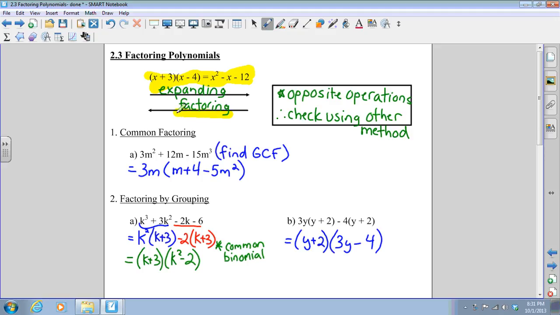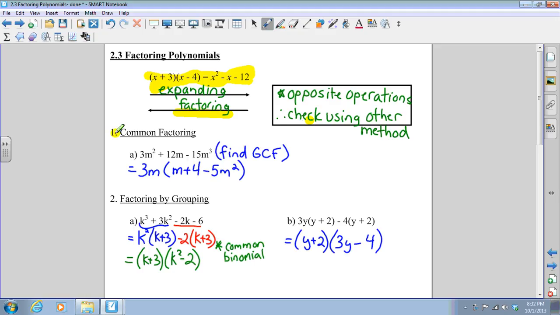And you can perform the opposite operation in order to check. So if you expand it initially, then you're going to check by factoring. If you factor first, you're going to check by expanding. Now there are 5 different types of factoring. Again, this is a review of grade 10.